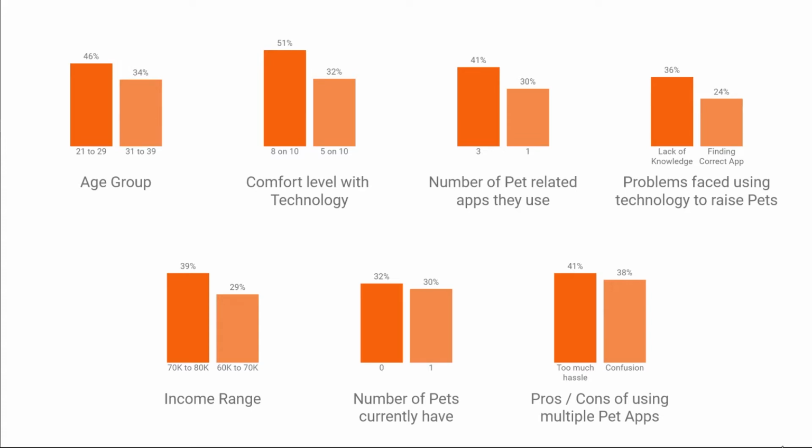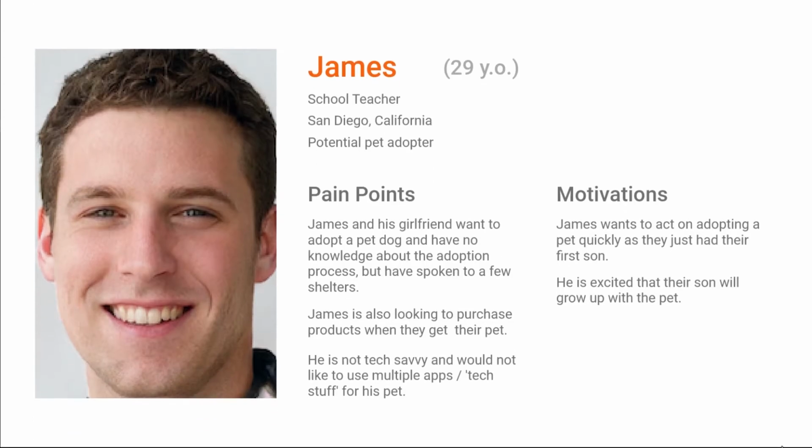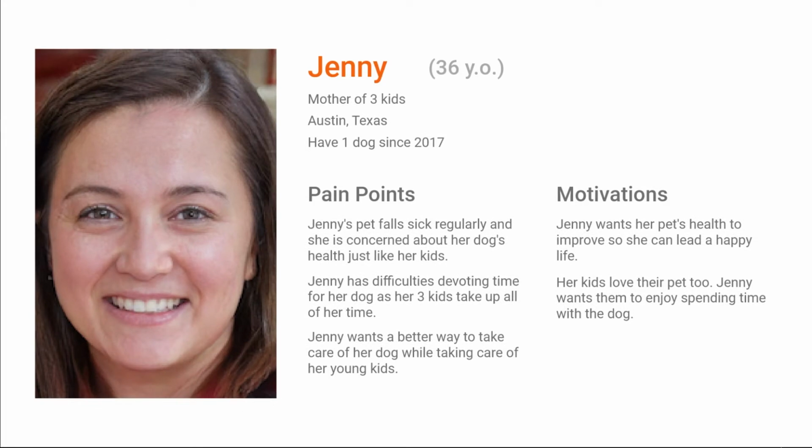So based on the survey results, I created some personas, which I'm going to share with you over here. Sarah is a 26-year-old administrative assistant from Toronto, Ontario, and she has been a dog owner since 2018. Another persona is James, who is a 29-year-old school teacher from San Diego, California. He is a potential pet adopter. Now, Jenny is a 36-year-old mother of 3 kids from Austin, Texas. They have had a dog since 2017.